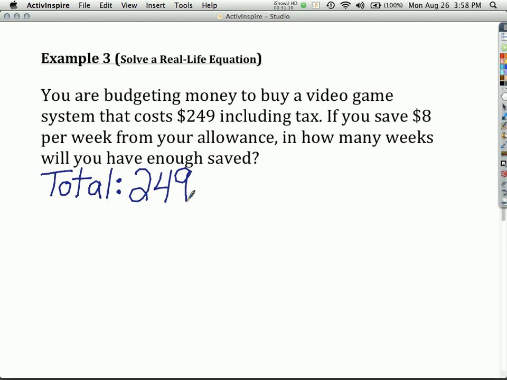Yes? Well, it says that the 249 already includes the tax, so we don't have to worry about tax in this case. You will have situations later on where you do have to deal with tax.